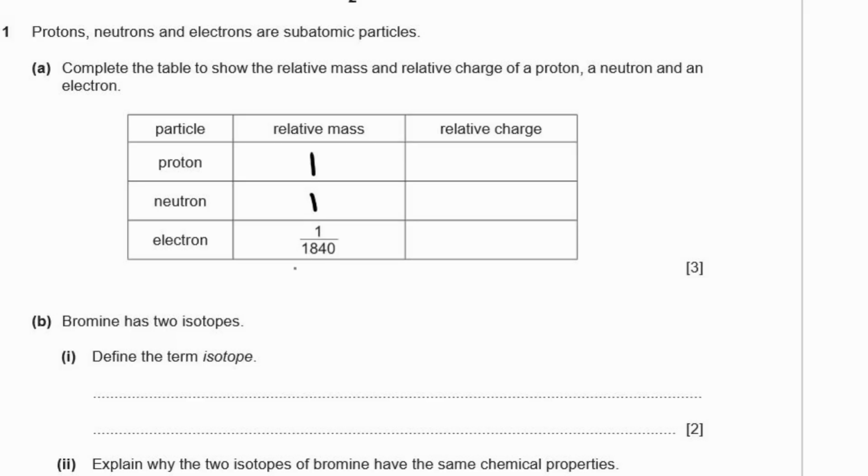1/1840th of a proton or a neutron. The relative charge of a proton is +1. You can't just write plus because it is +1. The relative charge of a neutron is 0, has no charge, and the relative charge of an electron is -1. All right.